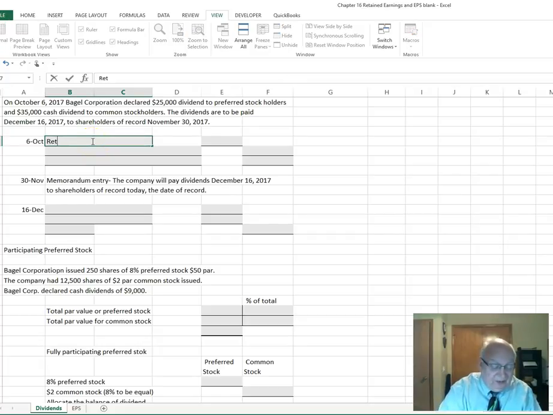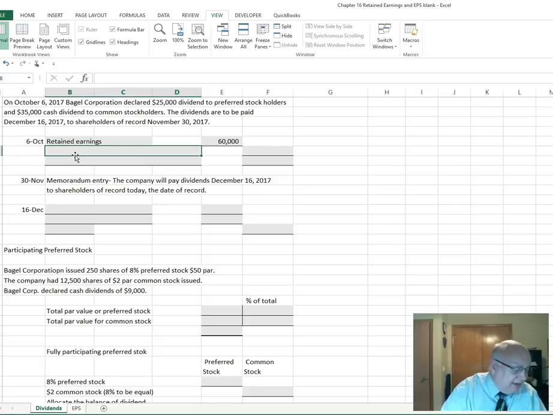So on that date, we will debit retained earnings. Now, when you declare, this is given to us, so we have the $25,000 plus the $35,000, or a total of $60,000. Okay, this time it told us what the dividends were.